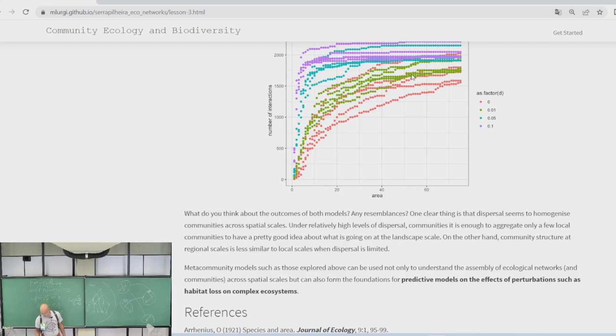Oh yeah, sorry. So I'm trying to relate this with the concepts of alpha, beta, and gamma diversity. Yep. So what you're basically showing us is that the higher the dispersal is, the closer alpha and gamma are, and the lower beta diversity is, is that right? Yeah, exactly. That is exactly what it means.